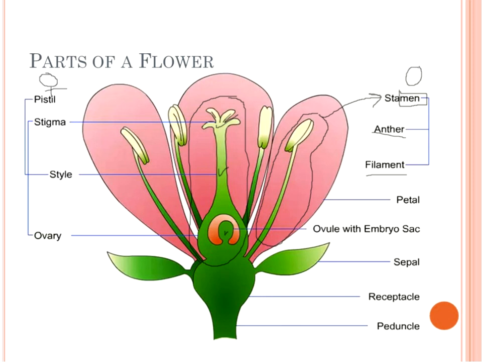Stamen is the male part. Pistil contains the stigma, style, ovary. Male stamen contains the anther, filament, and pollen.